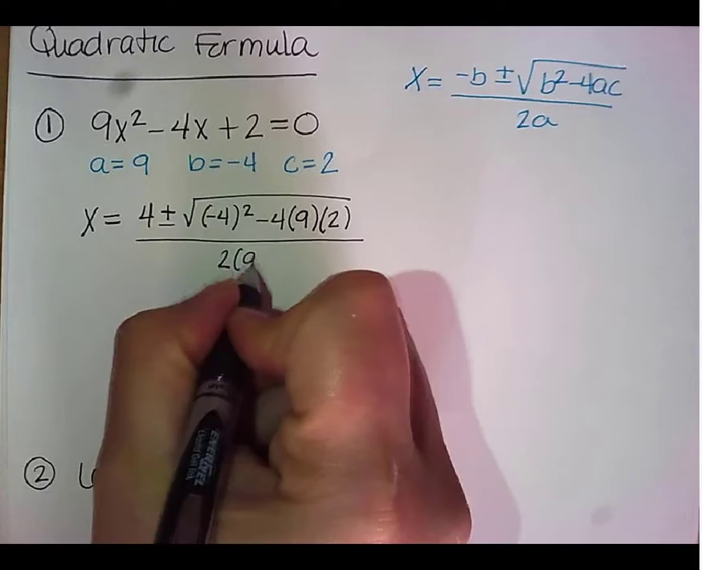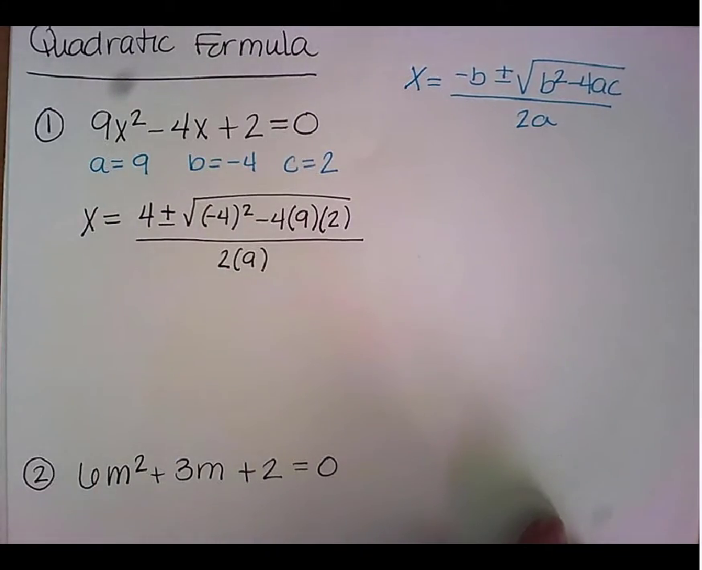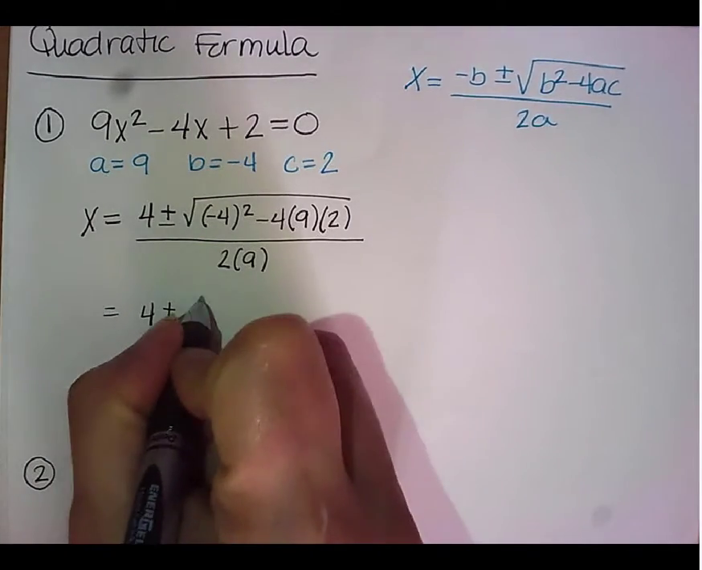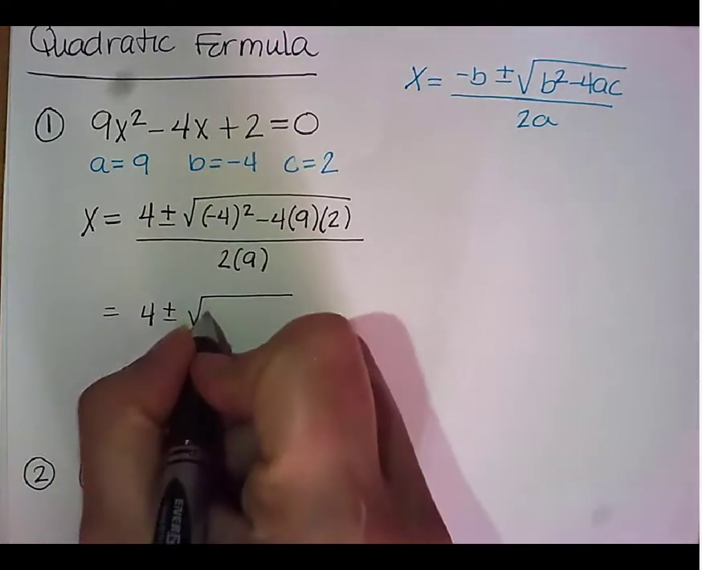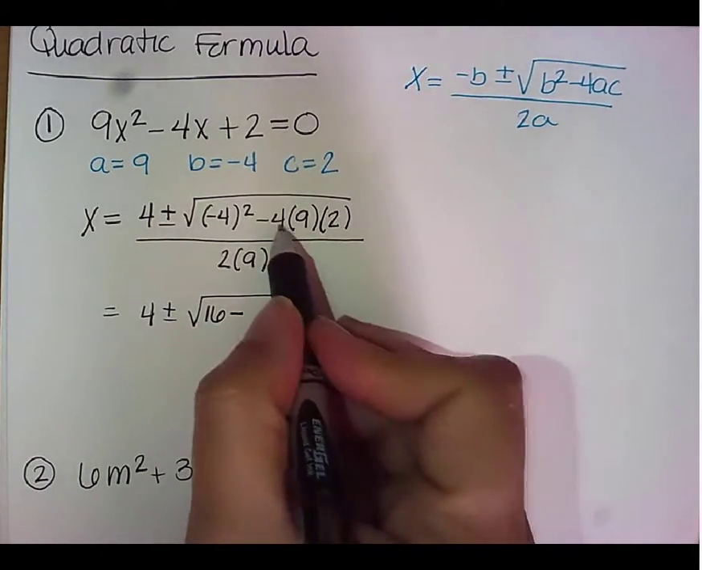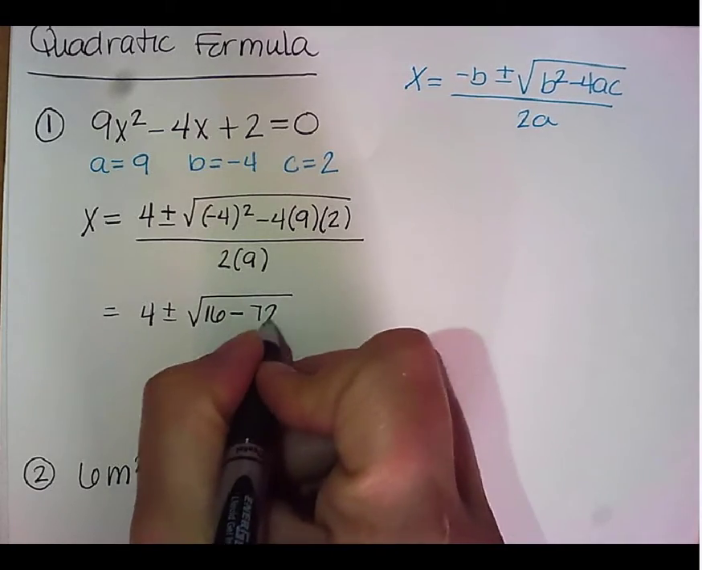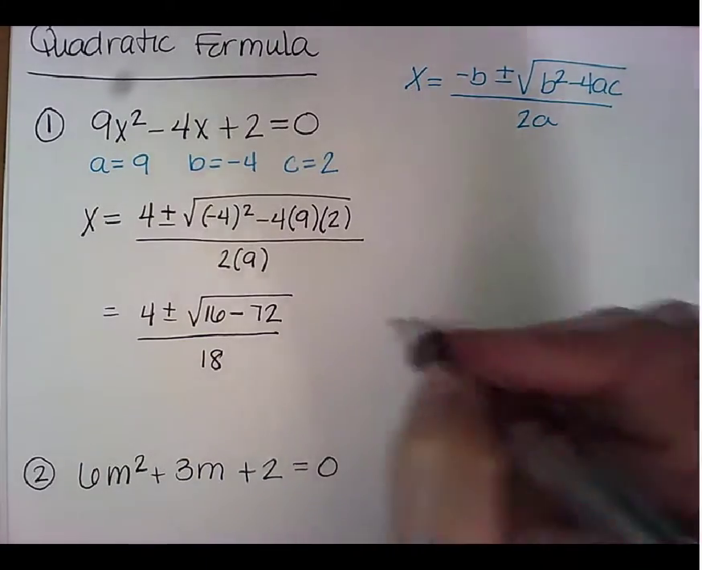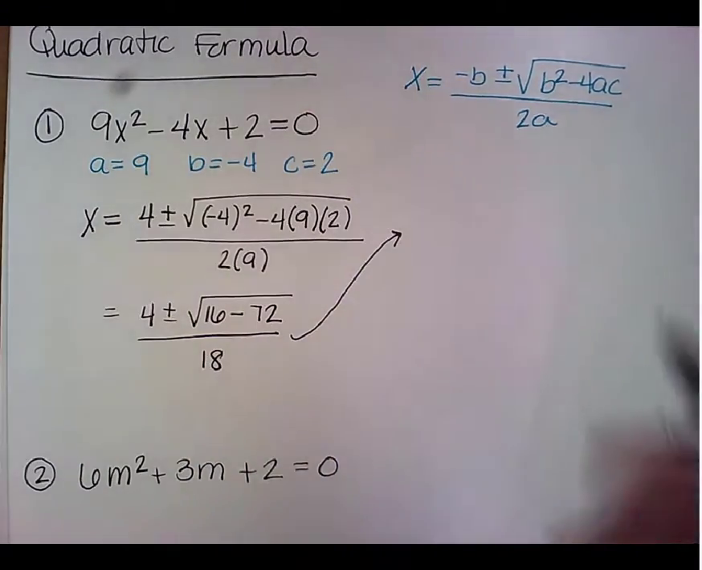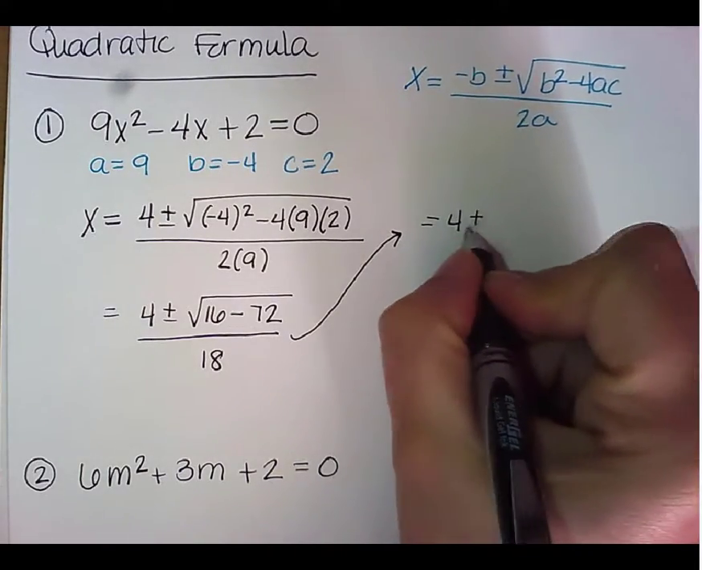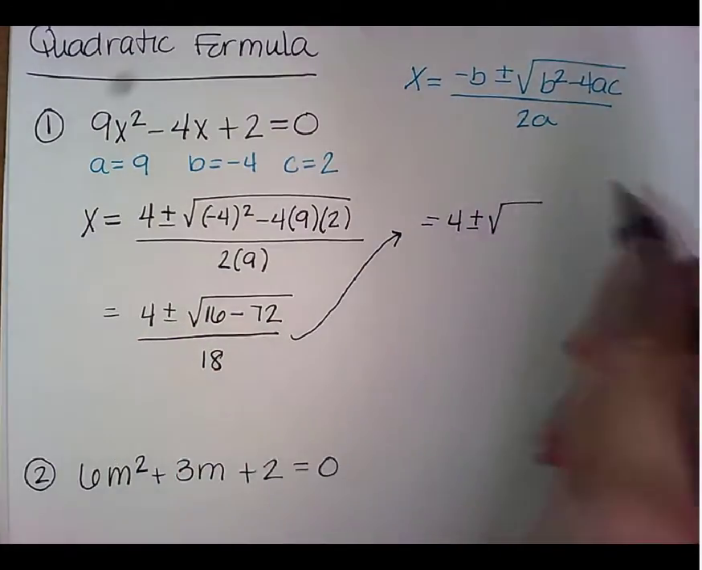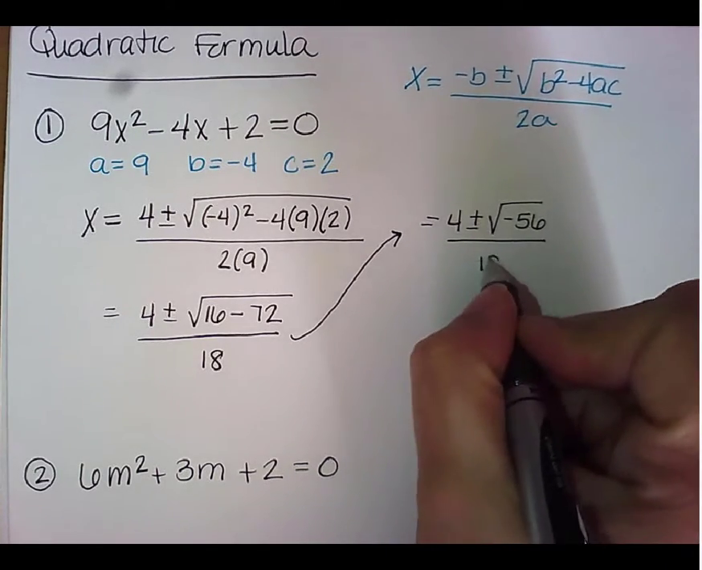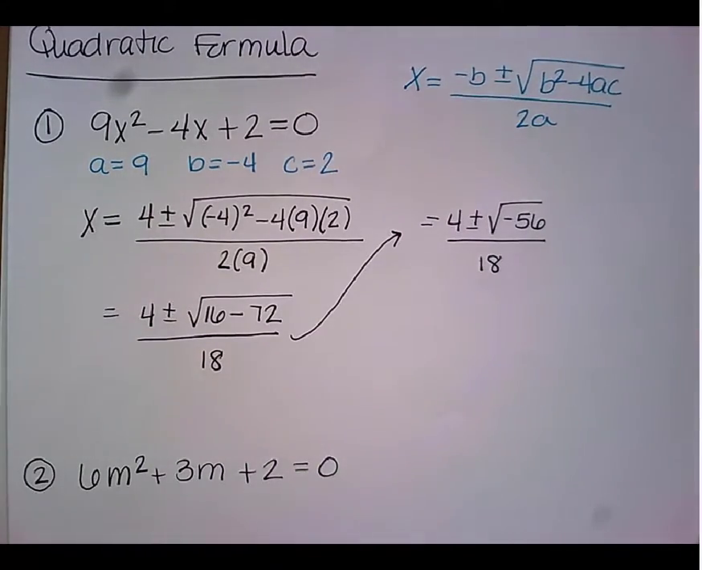So now we're just working with it and simplifying it down as much as possible. So we've got 4 plus or minus the square root. Remember, when you square negative 4, it is going to be a positive 16. And then when we do 4 times 9 times 2, that is going to give us 72 over 18. Okay, I'm going to bring this up over here so I have some more room to work. And we're going to have 4 plus or minus the square root. When we do 16 minus 72, that is going to give us a negative 56, divided by 18.